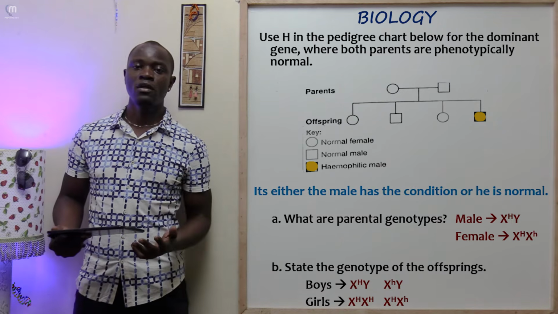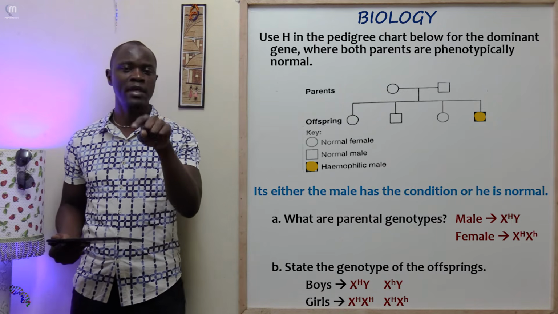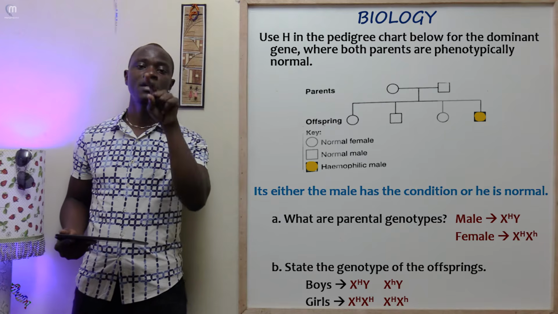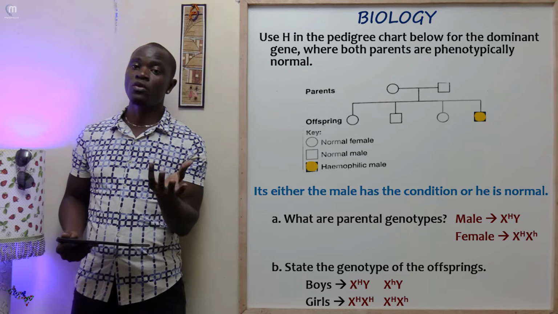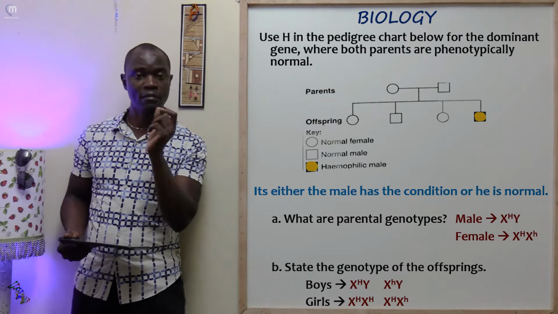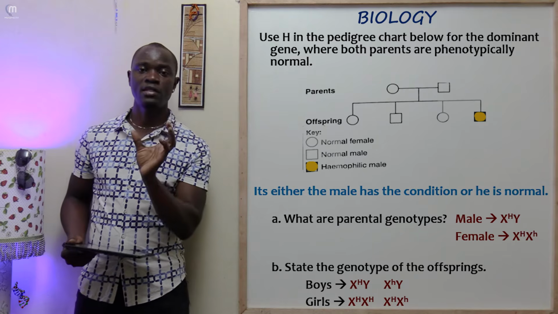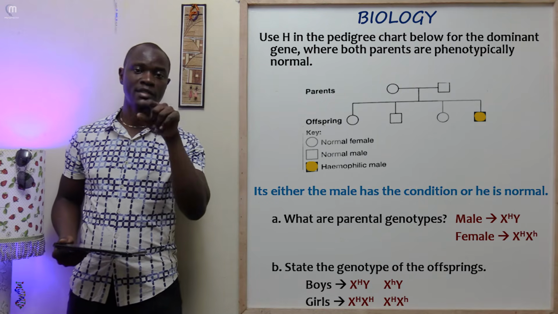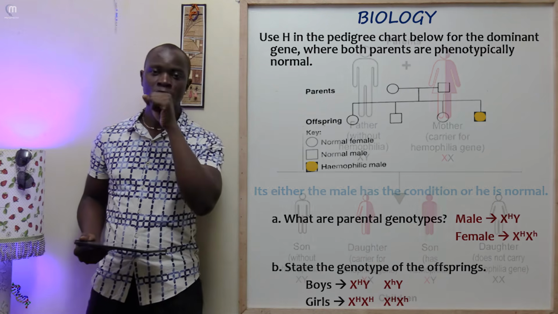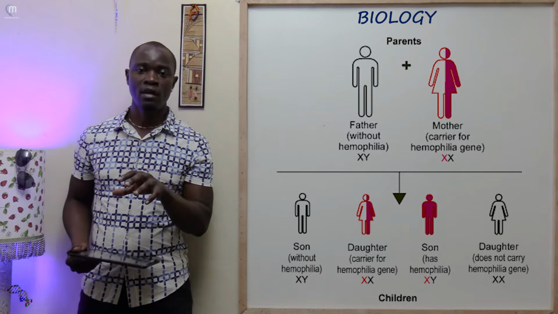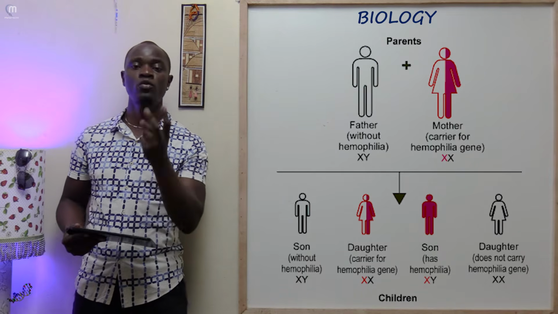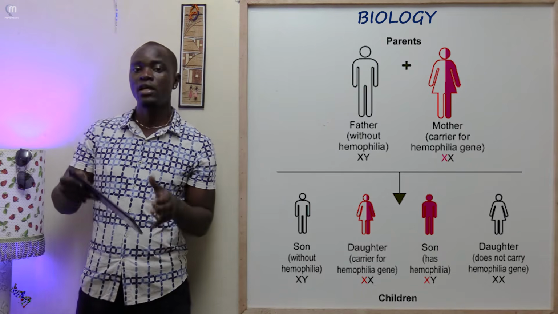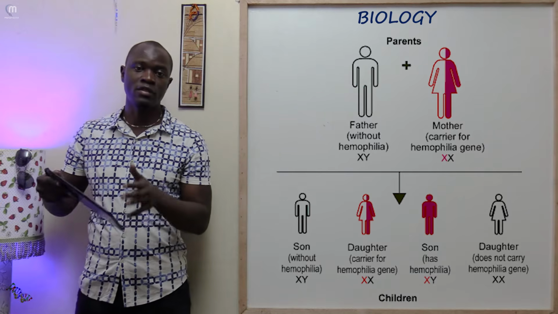That is it. For example, if the male here was affected, it could have been small h. The male could have been hemophiliac. But you have been told that the male is normal, and males have one X chromosome, so the genotype for the male is X capital H, then Y. Females are carriers. Why? Because females have two X chromosomes, so they have two alleles. If one allele is affected, the other allele is normal.